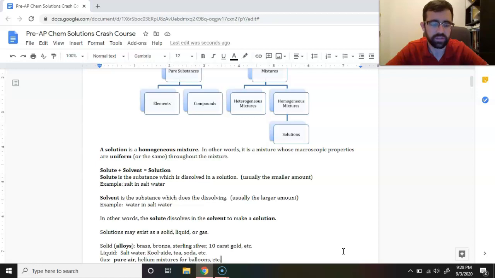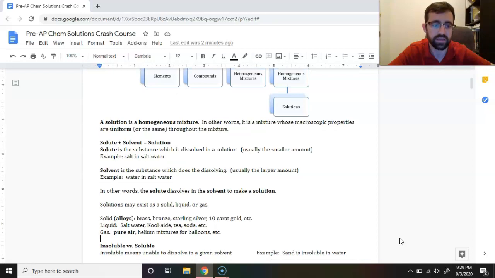Liquid solutions are probably the most common: salt water, Kool-Aid, tea, soda, all kinds of things. And then gas solutions. Pure air always throws people off because it sounds like a pure substance. But think about what air is made of. It's got nitrogen, oxygen, water, carbon dioxide, and argon that you're inhaling. It's not just oxygen or just nitrogen. It's a lot of different gases mixed together. If it's pure air, it doesn't look cloudy or foggy, but it's still a mixture. It's a solution. Helium mixtures for balloons are also gas solutions.